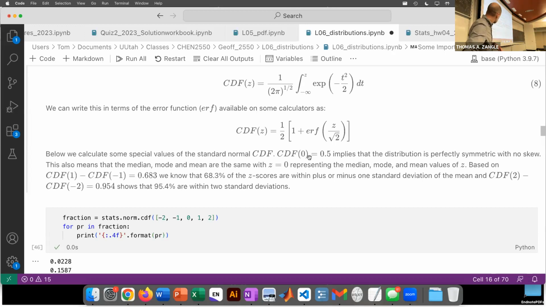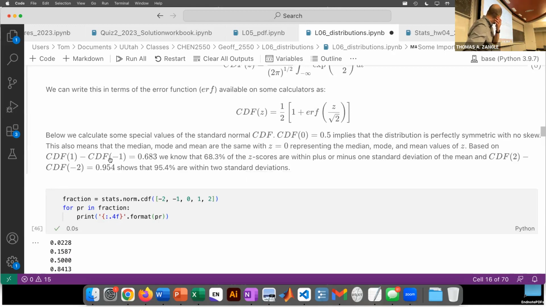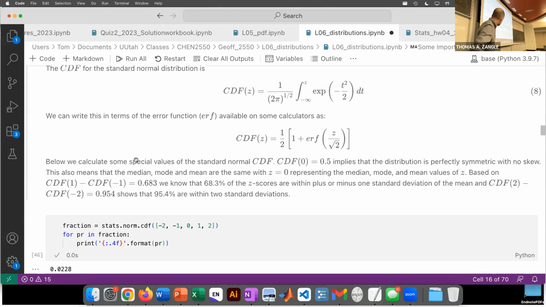Again, remember the cumulative density function, the CDF, tells us the probability that we have a value between, in this case, negative infinity and whatever value of z-score we're looking at. So that means we can find the probability of getting an event within a specified range as the difference in computed CDFs. In this case, if we look at the CDF for a z-score of 1, and subtract from it the CDF of a z-score of -1, then we end up with 0.683, telling us that 68.3% of z-scores are within plus or minus 1 standard deviation of the mean.